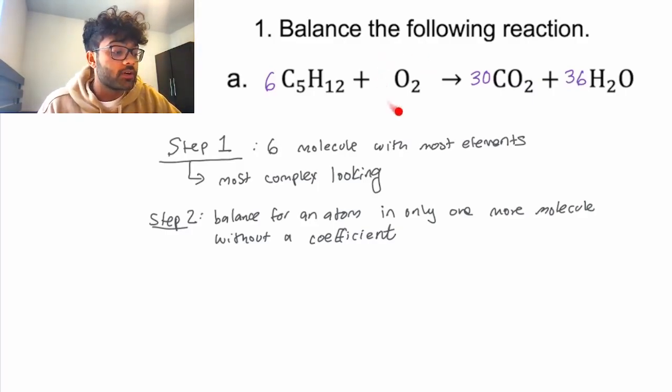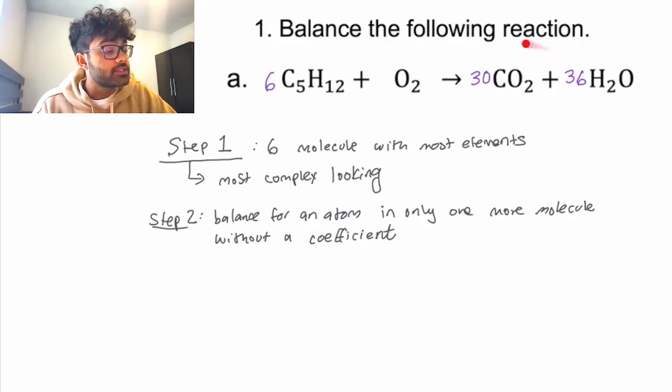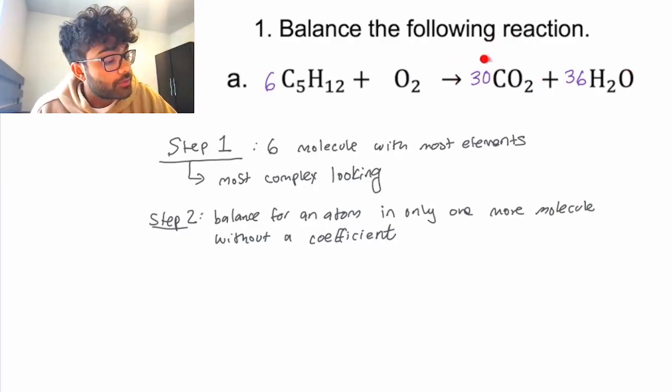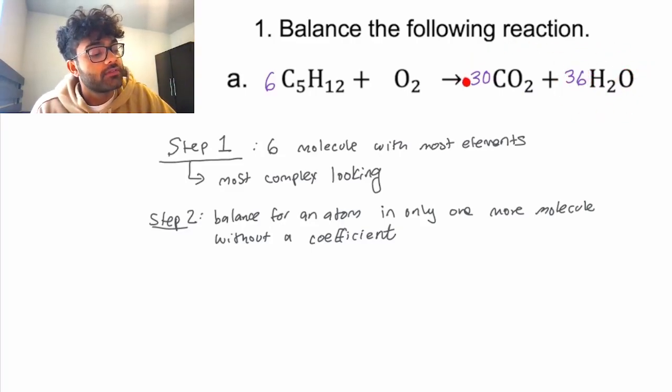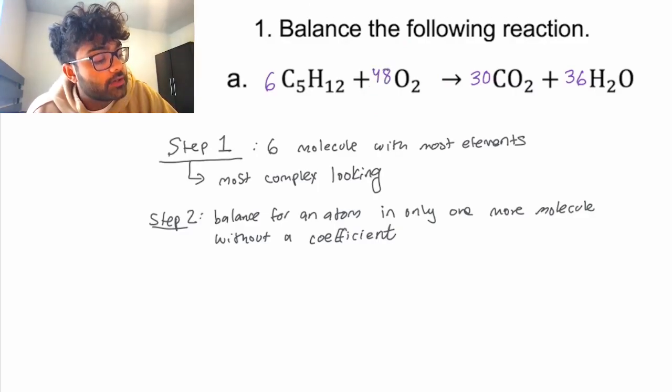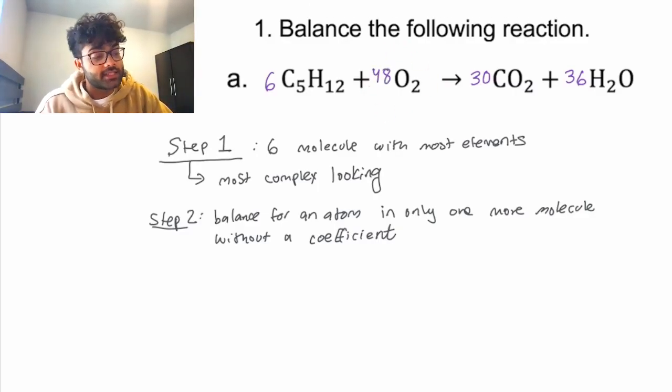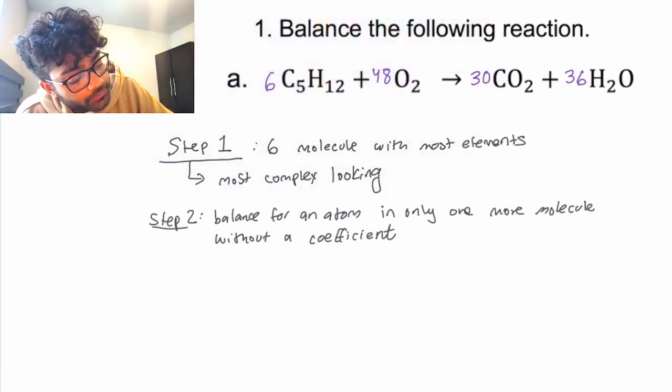Now, all we have left is O2, but oxygen appears in CO2 and H2O. So let's add up these oxygens, and we can figure out how many we should have on our left side. So 30 times 2 for CO2 gives us 60 total oxygens in CO2. 36 times the 1 gives us 36 total in H2O, so we have a total of 96 oxygens on this side. So we must have 96 oxygens here. In order to do that, we will have 48 O2, because 48 times 2 is 96. Great. So now we need to move on to step 3.